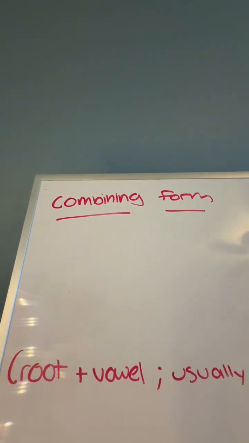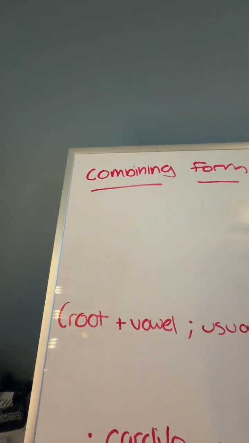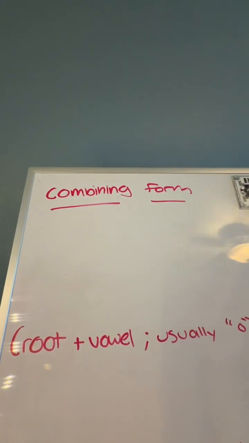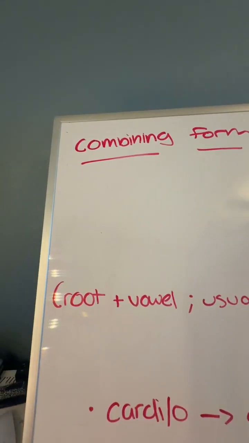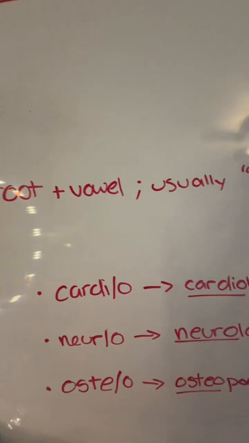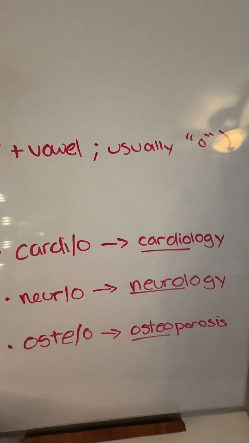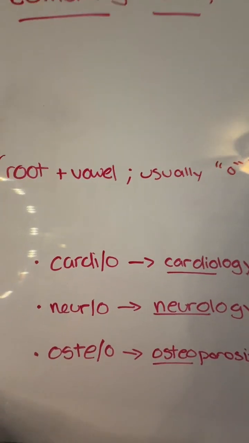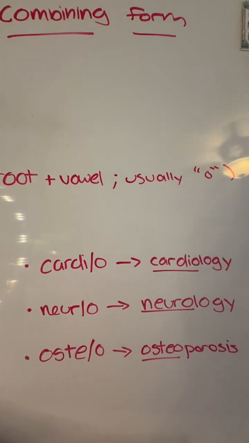Now, we can move on to combining form. The combining form makes terms easier to say and connect. It is usually a root plus a vowel, and the vowel is usually an O, such as cardio, neuro, and osteo. The O is like the glue holding parts together.